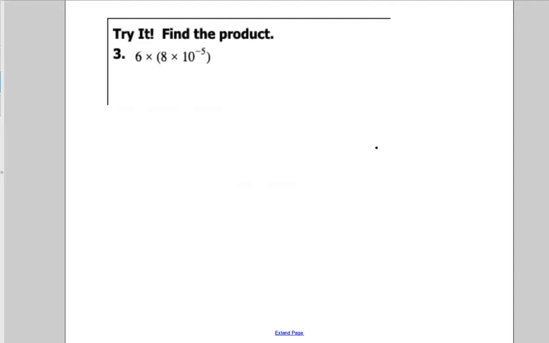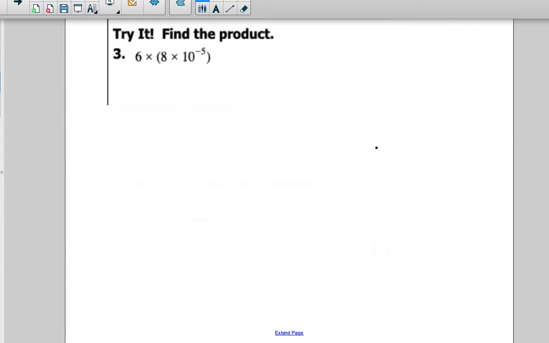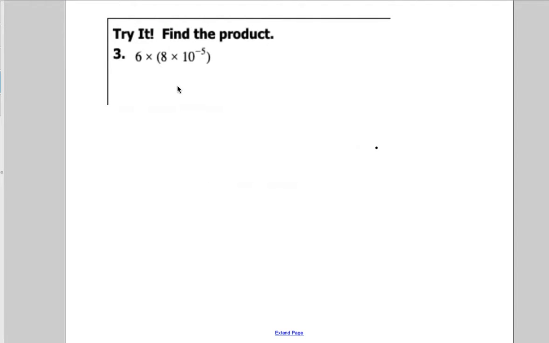I skipped try it 2 somehow, so we're not even going to do it. Let's go right to try it number 3. Try it number 3. I need to start out by multiplying my factors. Okay, my factors here are the 6 and the 8. 6 times 8.